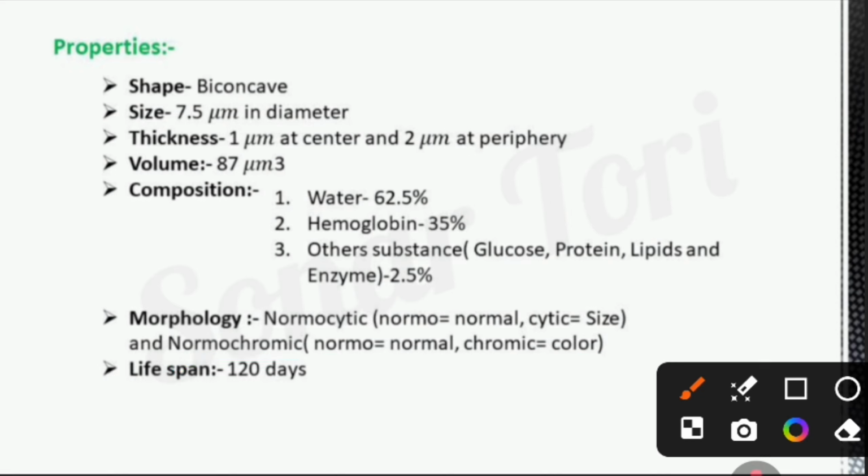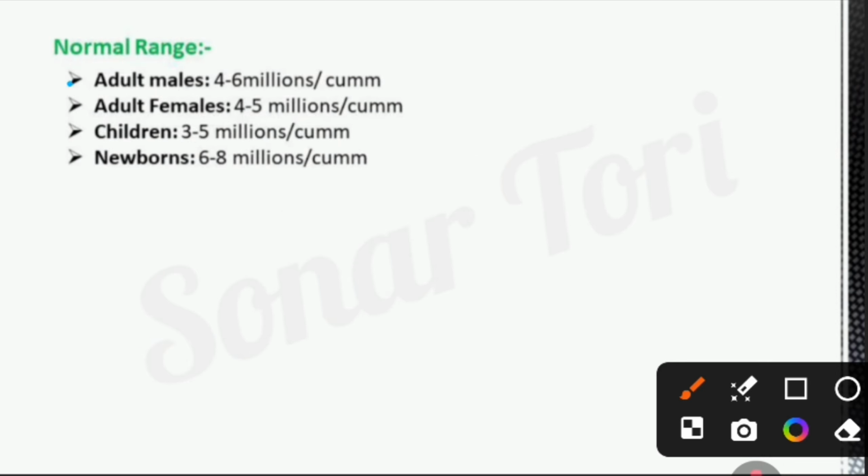Then the lifespan of RBC. The normal lifespan of RBC is 120 days. The normal range of RBC in case of adult male must be 4 to 6 million per cubic millimeter, and in case of adult female it must be 4 to 5 million per cubic millimeter. In children 3 to 5 million per cubic millimeter. In case of a newborn baby 6 to 8 million per cubic millimeter.